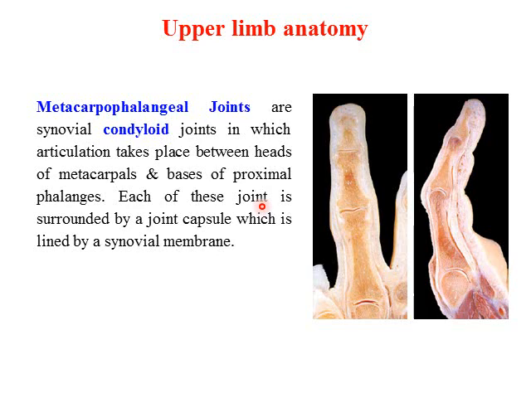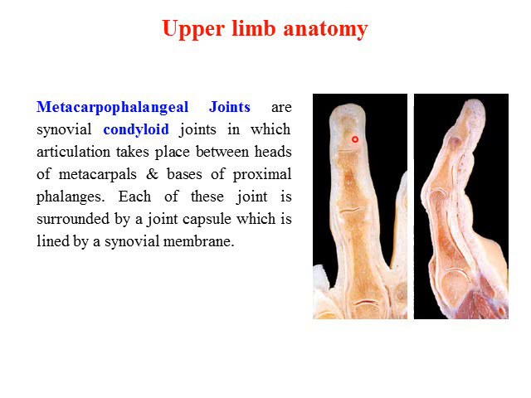Metacarpophalangeal joints. These are a type of condyloid synovial joint in which articulation takes place between the rounded heads of metacarpal bones with the bases of the proximal phalanges. And this type of joint is characterized by having two convex surfaces that articulate with two concave surfaces.